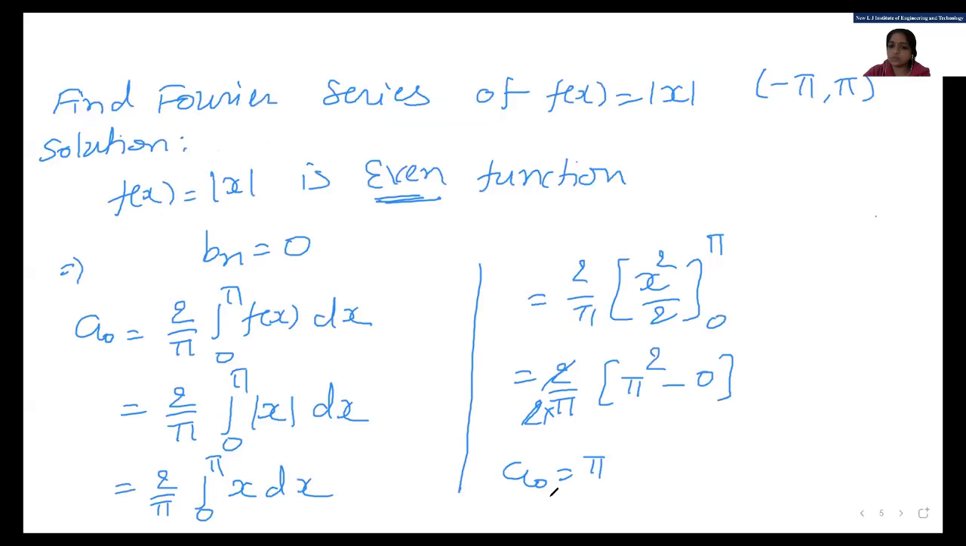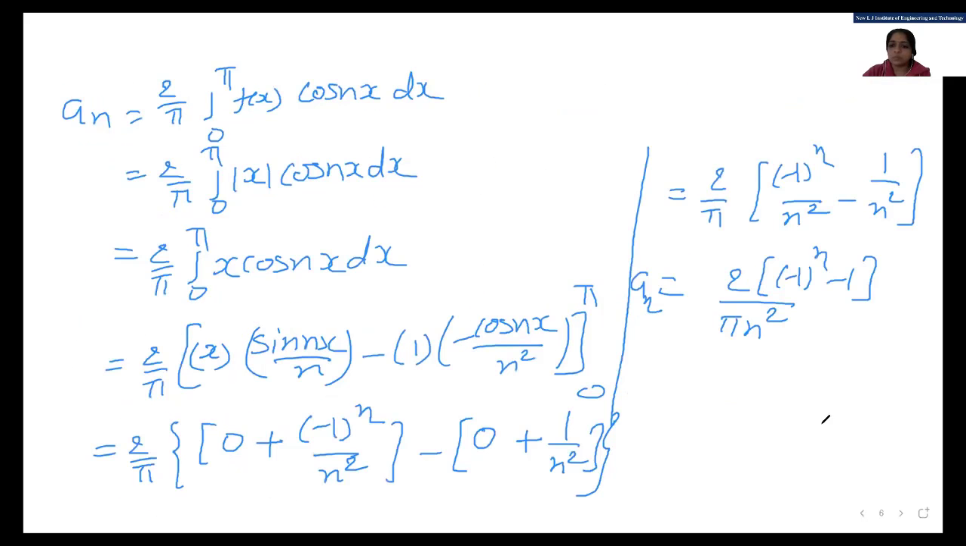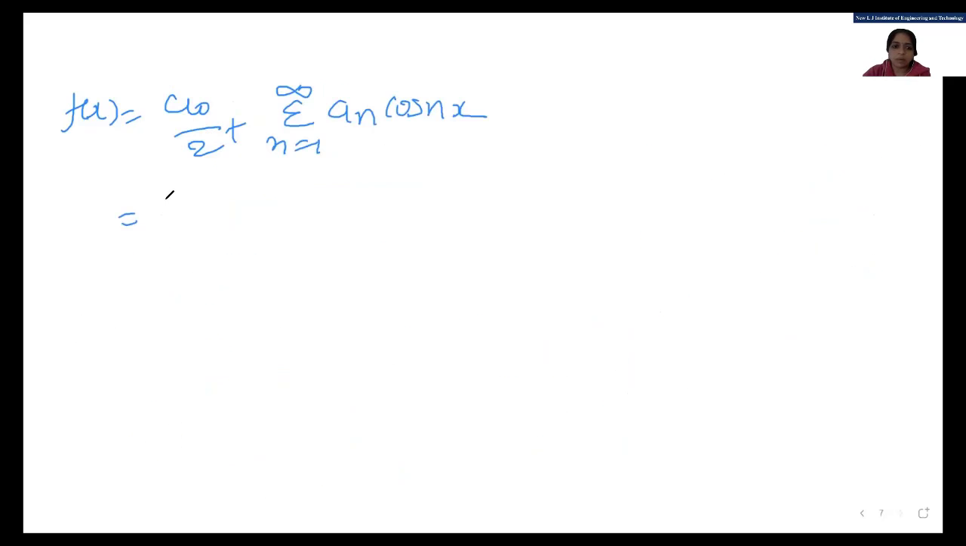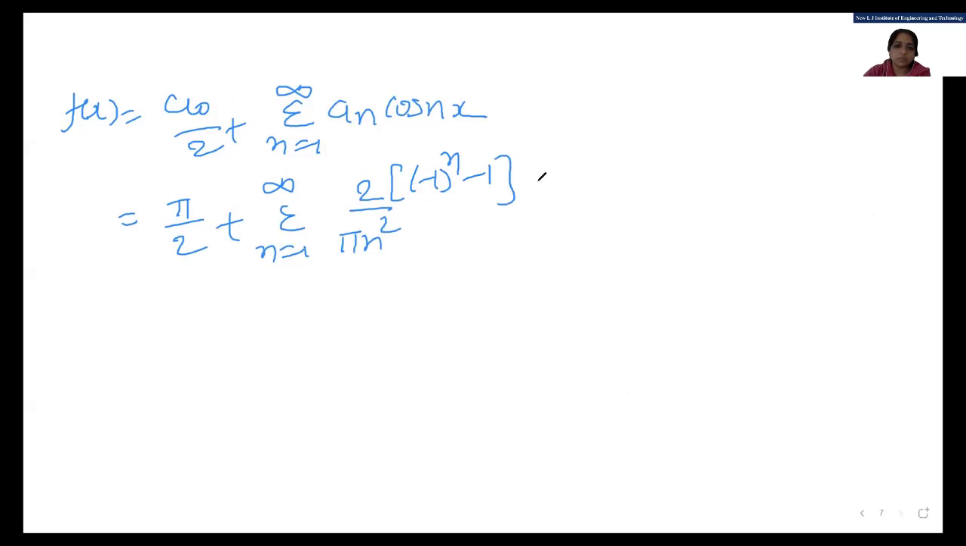The value of a0 is pi, right? And the value of an is 2 upon pi n square minus 1 raised to n minus 1. So pi by 2 summation n 1 to infinity 2 upon pi n square minus 1 raised to n minus 1 cos nx. So students, this is the formula for Fourier series.